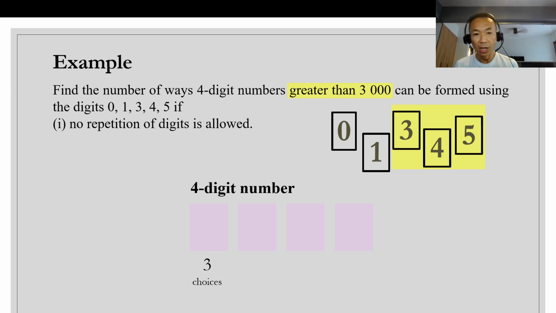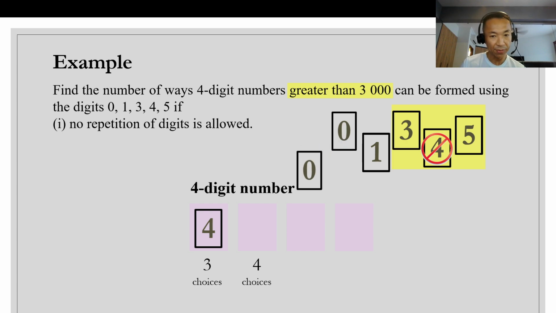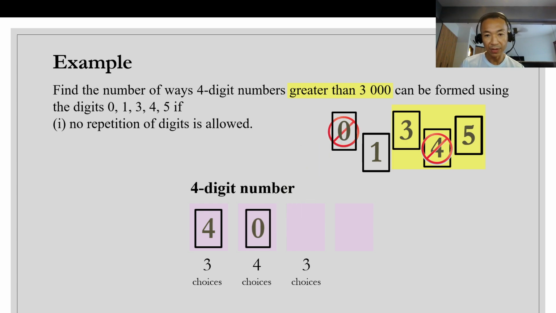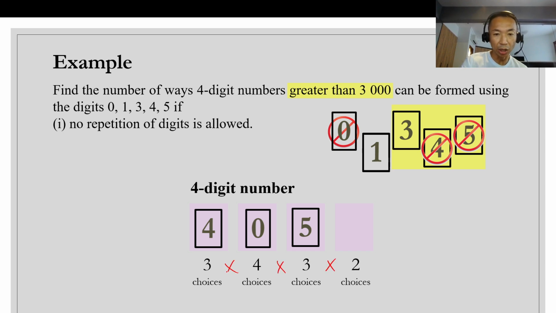After you have chosen one, let's say 4 or 3 or 5, it doesn't really matter, you are left with 4 other choices for the second digit, correct? So it's 4 choices. After that, you have 3, and then 2. Later we're going to do multiplication. Why? Because it's a successive operation.